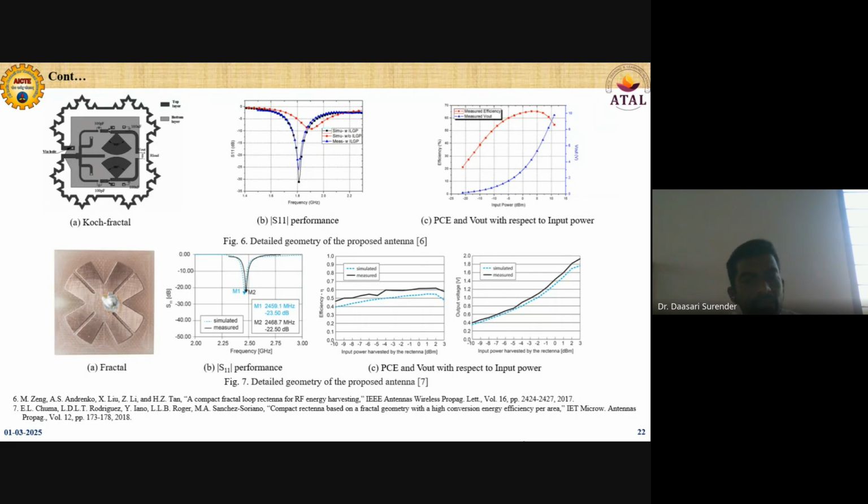An embedded rectifier is implemented, an integrated rectenna system is implemented, and it is shown that the power conversion efficiency of the rectenna system is a maximum of around 66% at 5 dBm input power, and the maximum output voltage observed is almost 9 volts at 10 dBm input power level. And a fractal geometry is also presented.